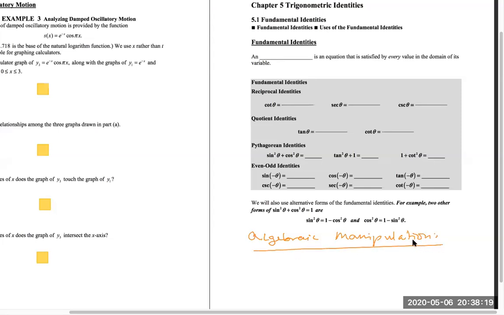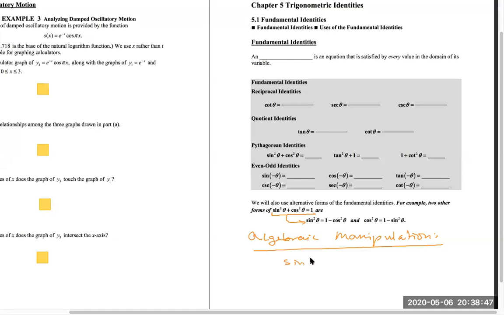So that just means taking an expression or an equation and making it look different. So for example, this tells you that two other forms for our Pythagorean identity, the first one, are given below. So let's just look at how we get from here to here.